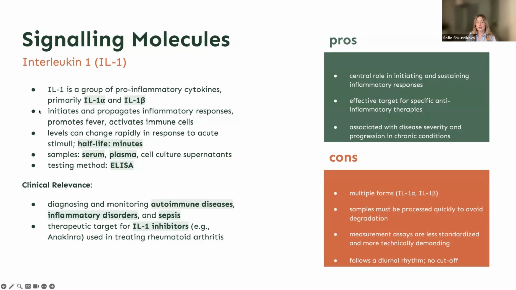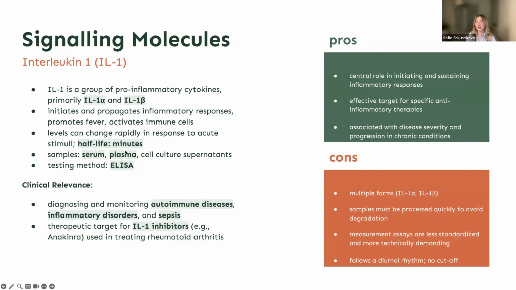And the levels of these interleukins can change rapidly in response to acute stimuli, and we're looking at a half-life of minutes. Usually they're measured in serum or plasma. Sometimes they can be measured from cell culture supernatants, and the testing method is an ELISA. In terms of clinical relevance, right now they're used for diagnosing and monitoring autoimmune diseases, inflammatory disorders, and sepsis. And it is also a therapeutic target for interleukin-1 inhibitors.